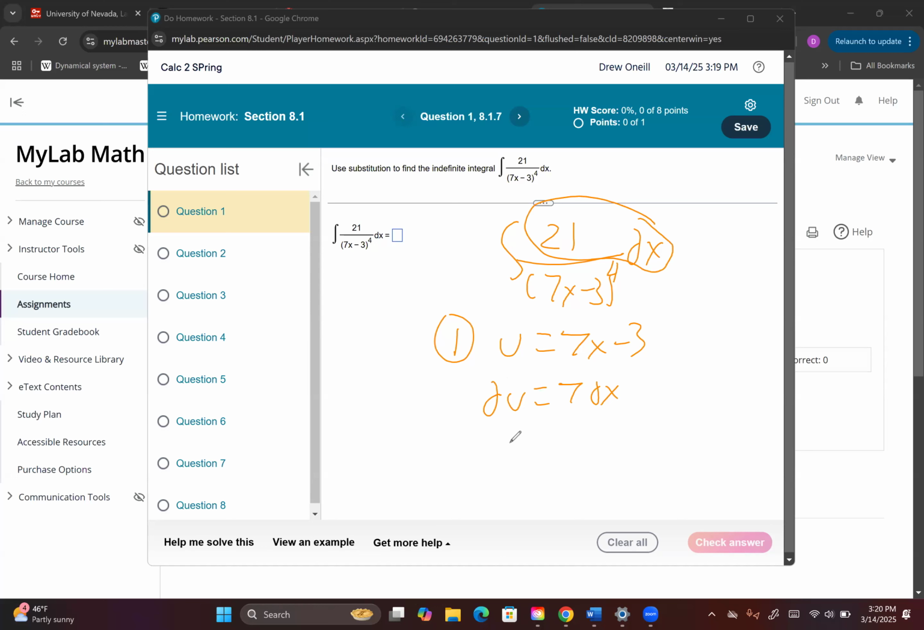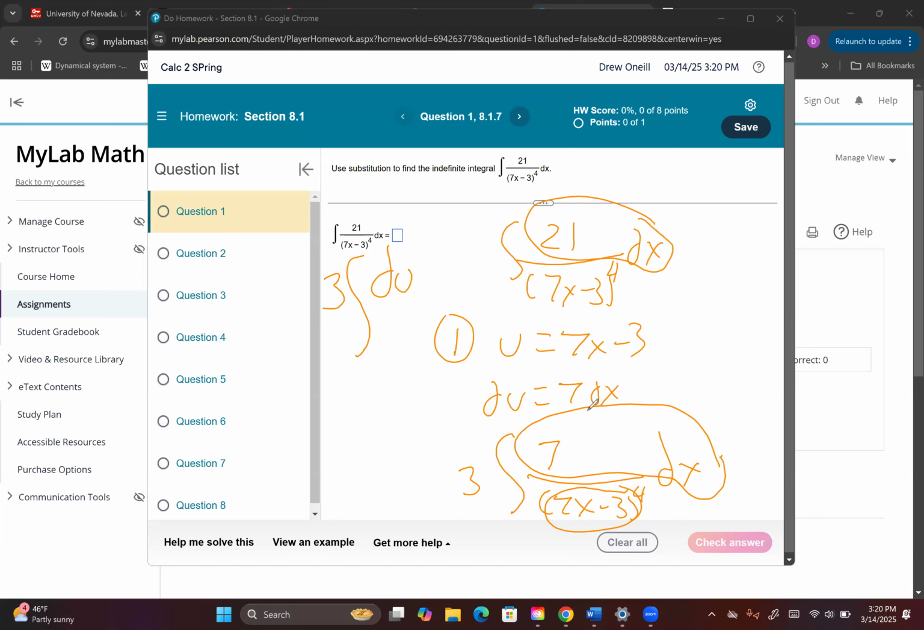So let me walk through that part. Notice if I pulled a 3 out and I left a 7 here, then I still have the same thing, right? But notice this would be du, and this is my u. So that's the right choice. In other words, the antiderivative becomes this.